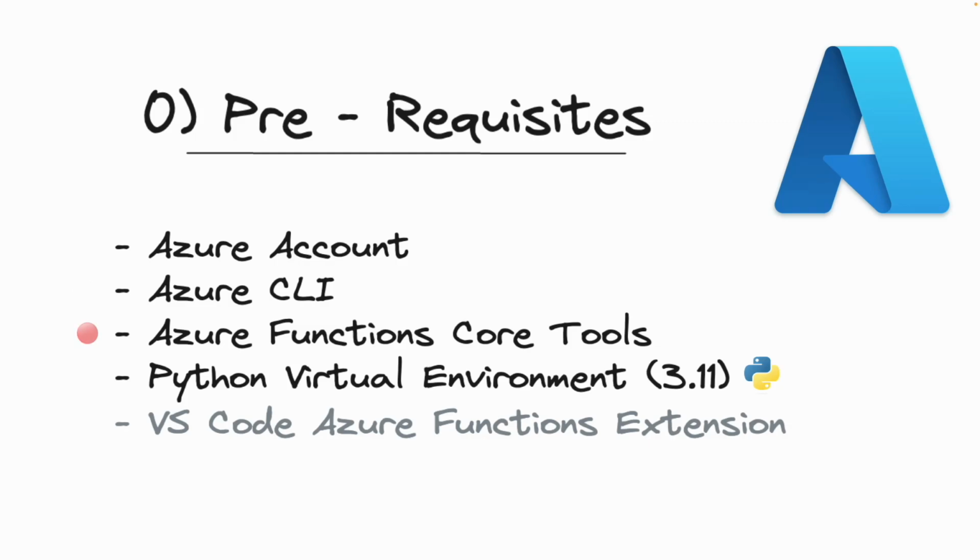Then we need to install Azure Functions core tools. This is another CLI tool, but this one's created specifically to interact with Azure Functions. We will basically be using this tool to create, run, and deploy our functions. The most important thing of this tool is that it allows us to run our functions locally, so we can run everything locally, test it, debug it, and then deploy it to the cloud.